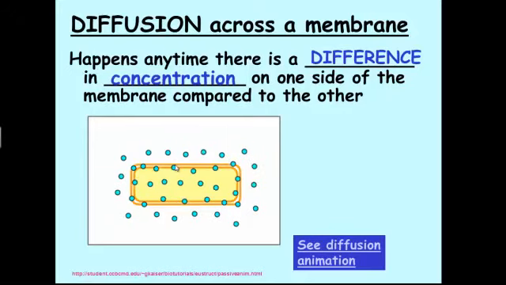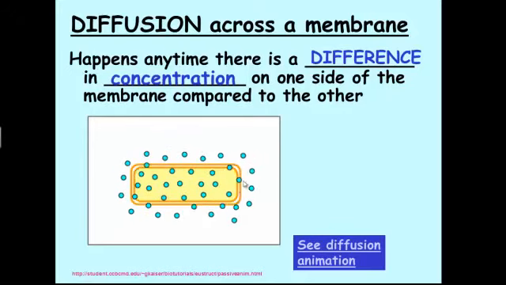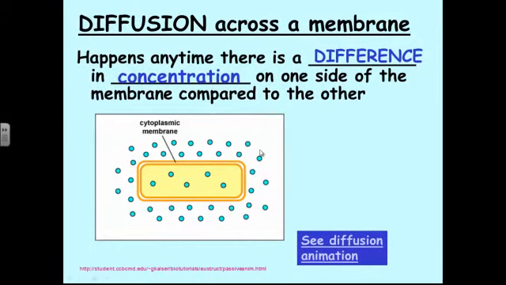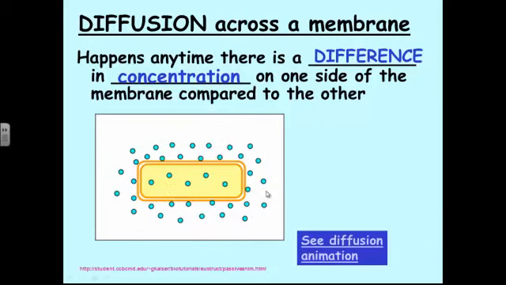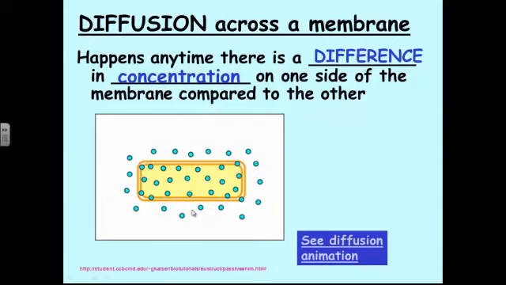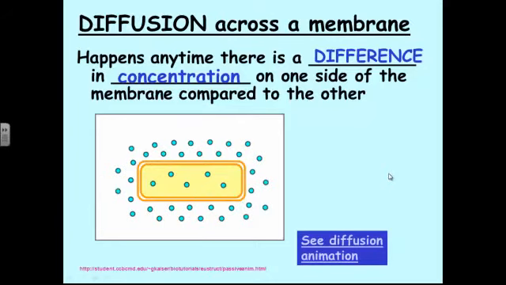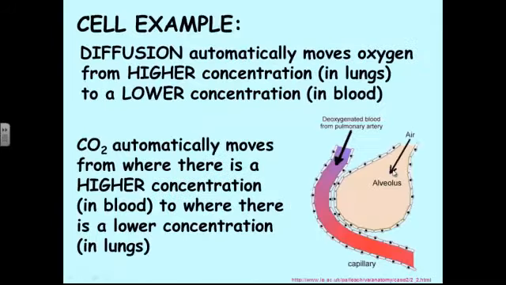So in this little animation, you have these little blue dots representing oxygen. This little yellow rectangle is my cell. You can see the cell membrane around the outside. And they're going to move from where there's a high concentration outside the cell to where there's a lower concentration inside the cell. And as long as the cell membrane lets those molecules pass through, diffusion can move molecules in cells across cell membranes. An example of how this works would be how you get oxygen into your body.